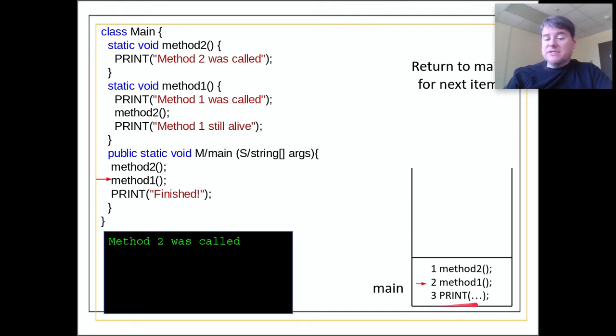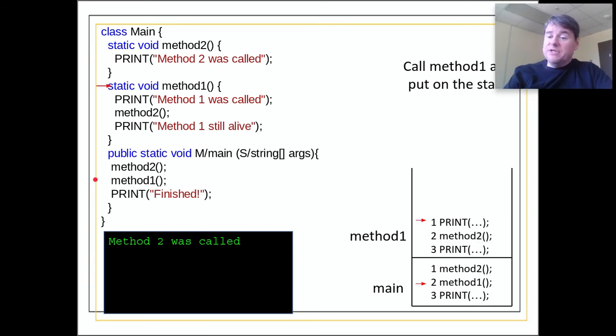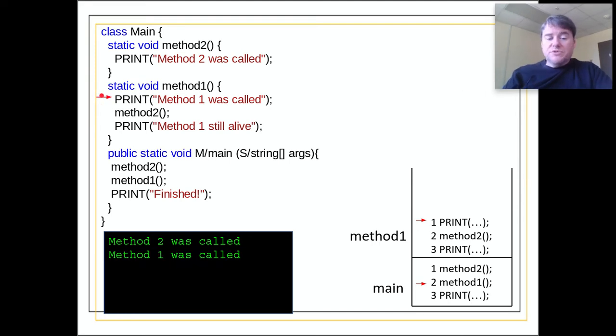And we're going to continue execution on the second statement, because the second statement is a call to method number 1. All right, so when we have a call to a method, the first thing that's going to happen is method number 1 is going to get pushed onto the stack. And method number 1 apparently has 3 statements. There's a print statement, there's a call to method number 2, and there's a print statement again. So the first thing that's going to happen is we're going to do this print statement. Method number 1 was called, and there we get our output. That's great. Now we're going to move on to the second thing, which is a call to method number 2.